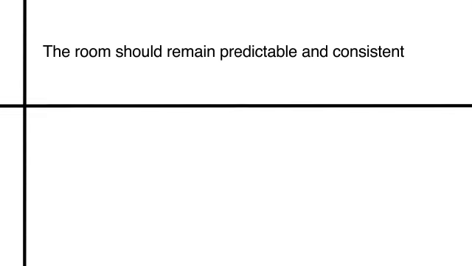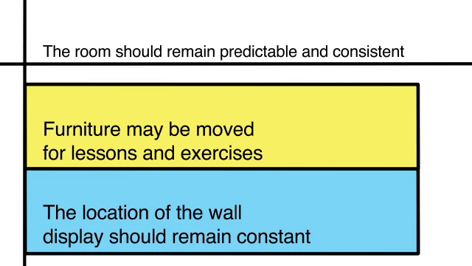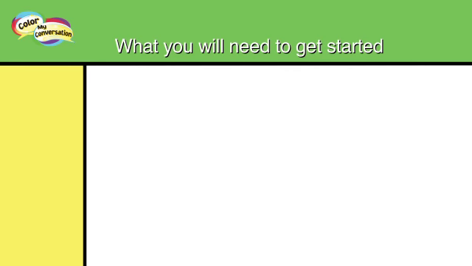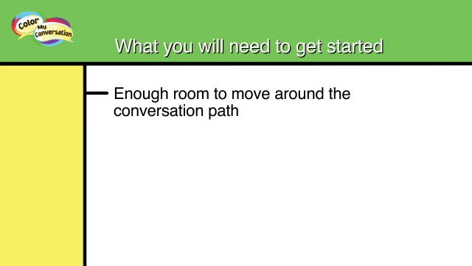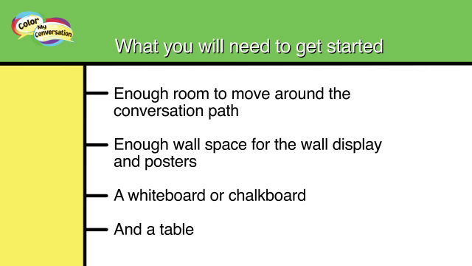The room setup should remain predictable and consistent. Though furniture may be moved to make room for the lesson activities, the location of the wall display should remain constant. Here's what you'll need to get started. Enough room for the children to move along and around the conversation path, enough wall space for the wall display and posters, a whiteboard or chalkboard for moments of direct instruction, and a table and chairs for the seatwork activities.